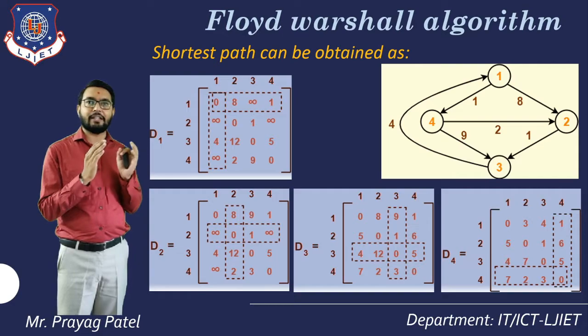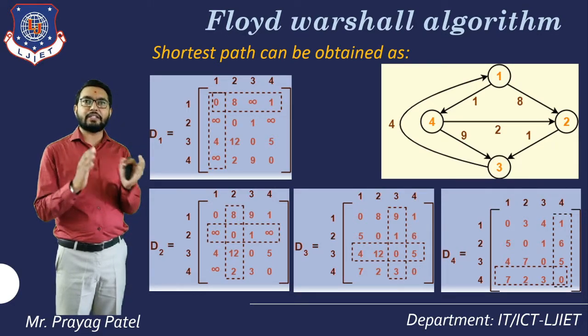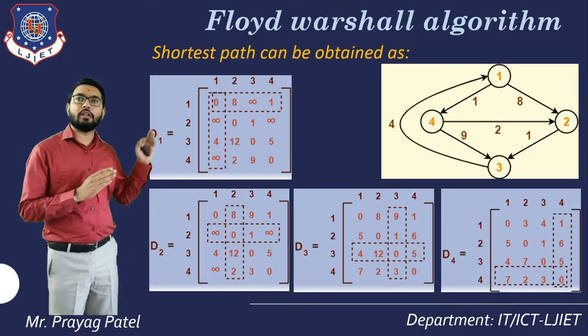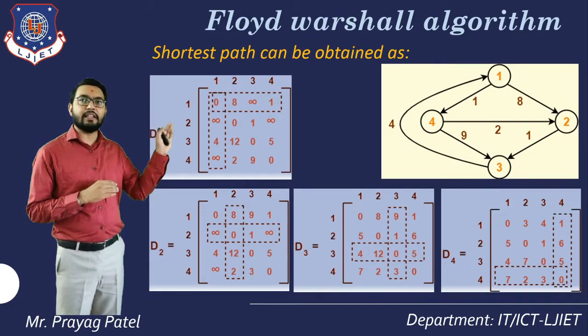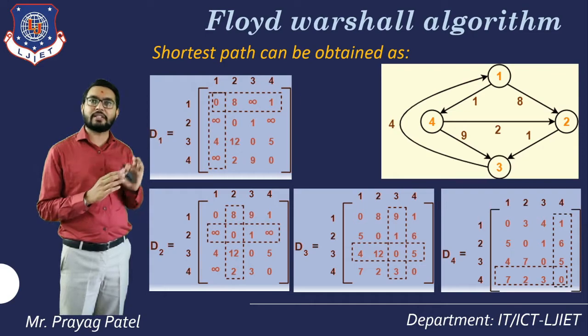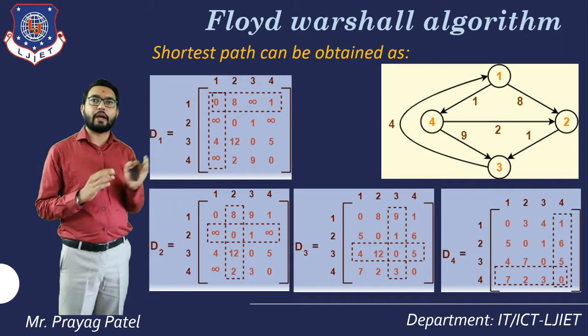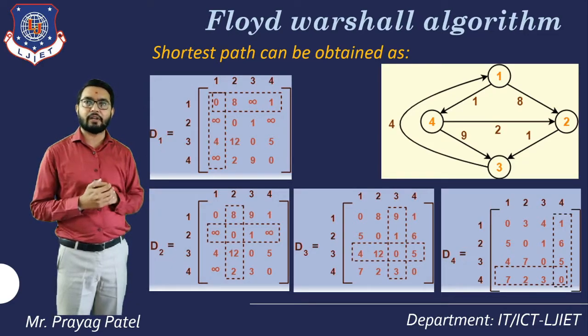Initially consider table D0. In the D0 table, consider only the direct distances. Then table D1. In table D1, consider node number 1 as an intermediate node. In this case, the first row and first column are not considered. The remaining 9 locations are considered, and we find the values according to node number 1 as intermediate.